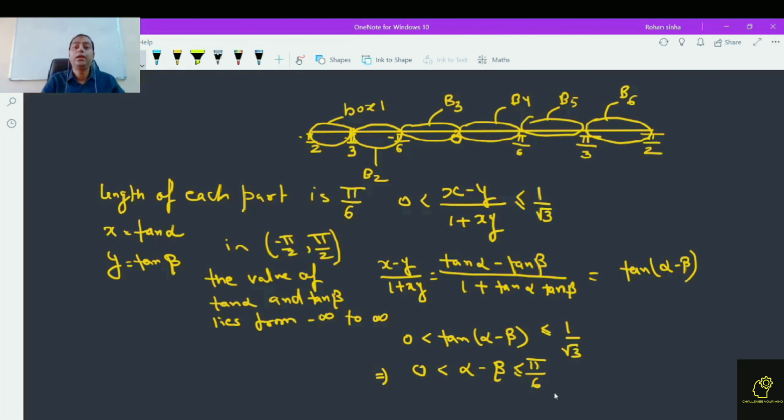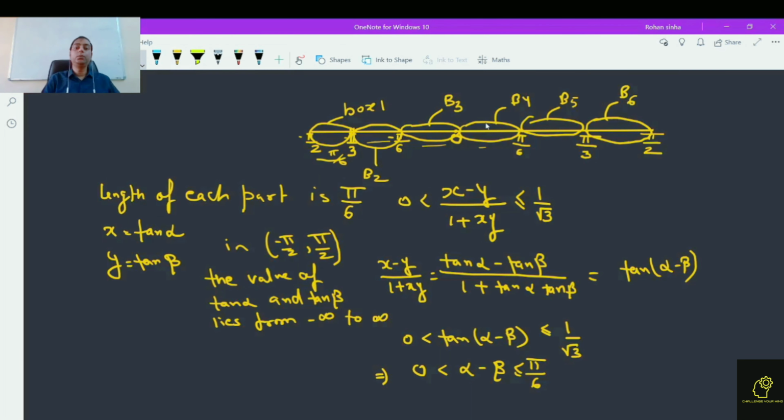Now we have divided the total interval minus pi by 2 to pi by 2 into 6 equal boxes. Say this is box 1, box 2, box 3, 4, 5 and 6. And the length of each box is pi by 6.